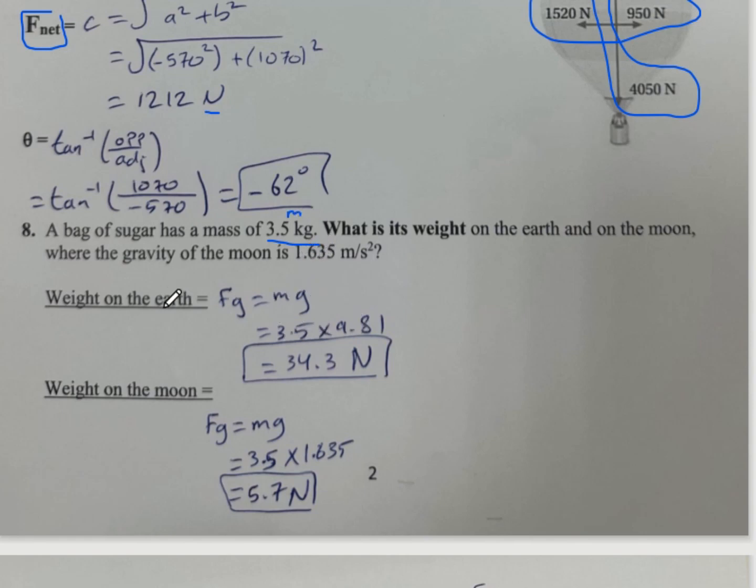What's the gravity of Earth? You have to remember, the gravity of Earth is 9.81. And what's the gravity of the Moon? It's given in the question, 1.635. You just multiply by the mass. So mg, 3.5 times 9.81, you get the number in Newton, because weight is in Newton, and weight is never negative, so don't put a negative for the gravity. For the Moon, Fg equals mg, so you multiply the mass by the gravity of the Moon, 1.635, and you get the number in Newton.